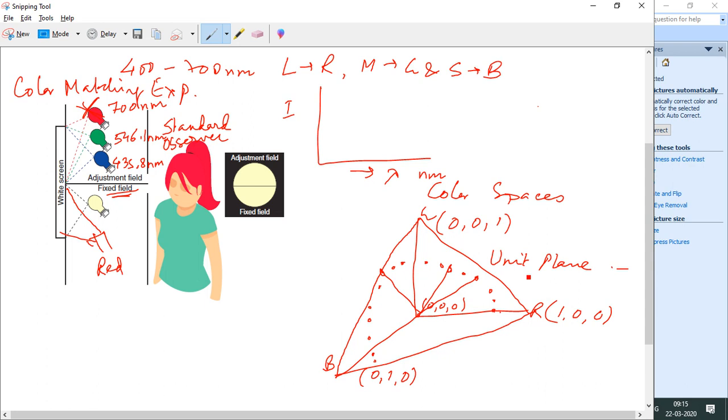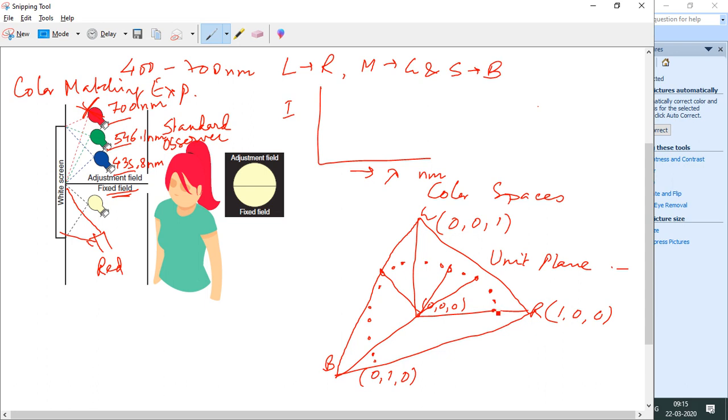Why? Because this is a plane that encloses the area of maximum values that are obtained from red, green and blue colors. So this particular triangle will enclose all the colors within it, and in this color matching experiment you can see the standard observer is matching some colors as required in the fixed field. So if I plot all those points, all these points are some combination of red, green and blue that is observed by the standard observer, and I am plotting all these points on this unit plane, right?